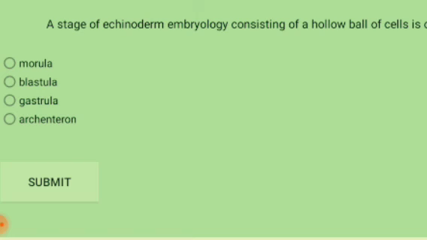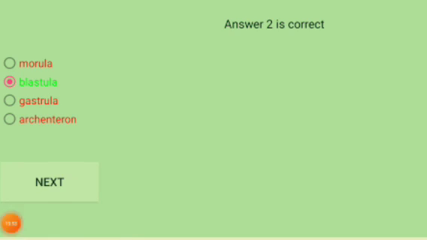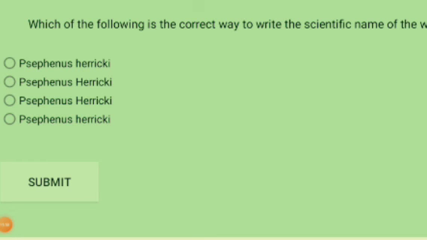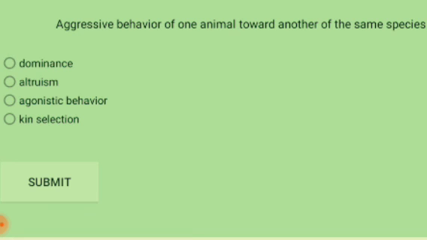A stage of echinoderm embryology consisting of a hollow ball of cells is called option A, morula, B, blastula, C, gastrula, D, archenteron. So it's actually blastula, option B. Which of the following is the correct way? It's actually written the same, so we skip it. Aggressive behavior of an animal towards another of the same species is called option A, dominance, B, altruism, C, agonistic behavior, D, kin selection. So it's actually agonistic behavior.